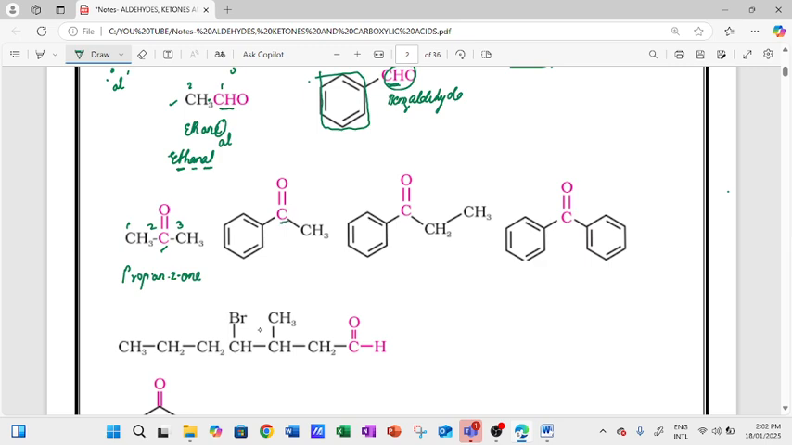Next, you see a ketone with the benzene on the left side and the methyl on the right side. In this case, we term it as ketone itself, the CH3 is termed methyl, and the benzene is termed phenyl. So methyl phenyl ketone. This is how we write it, but it has a common name, which we always use, called acetophenone.